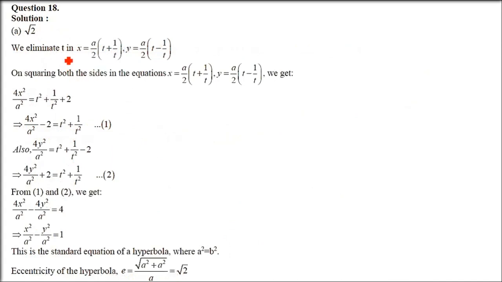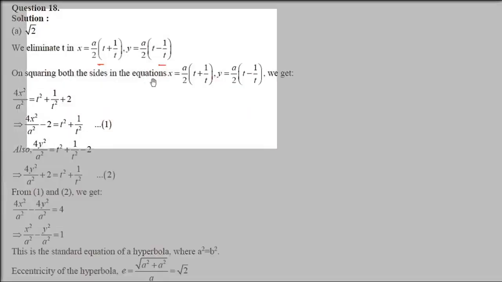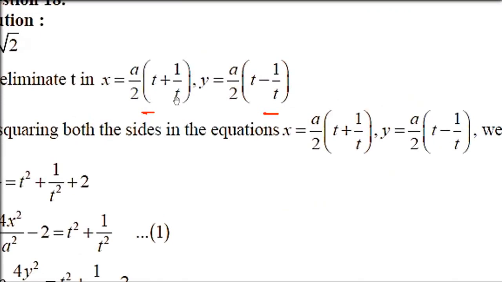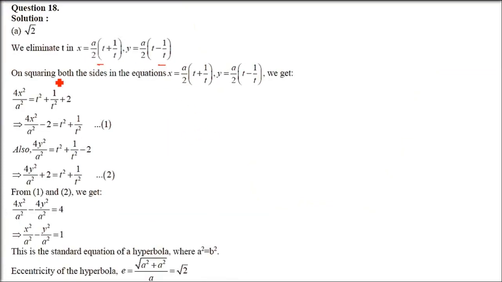Question number 18. The eccentricity of the hyperbola x equals a by 2 times t plus 1 by t, and y is a by 2 times t minus 1 by t. So what we have to do here is get rid of this t. We will square them and try to compensate one for another. That is, x square I'm going to square, y square also I'm going to square, so that I get rid of t. I don't want t because t is an added thing, and then you will see the equation of the hyperbola will come.